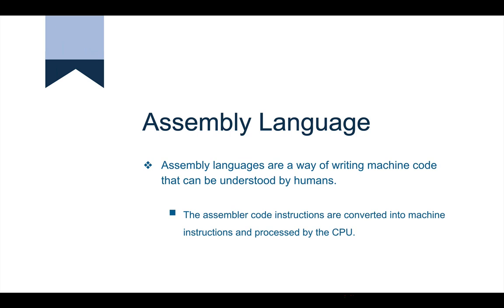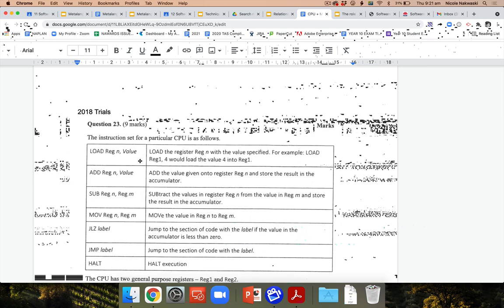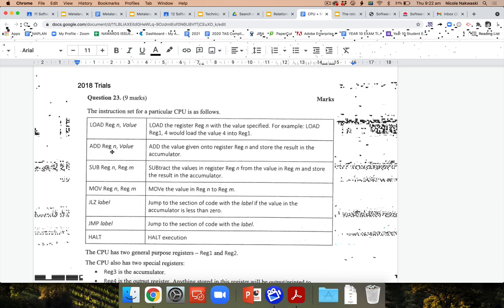Okay. The other concept that you need to understand before we get into it is assembly language. Assembly language is a way of writing machine code so that it can be understood by humans. When we look at these scenarios, this is assembly. It's essentially summarizing, telling you exactly what the CPU is doing, but in a way that you can actually read it, like load, add, sub, mov, JMP, JLZ, halt.